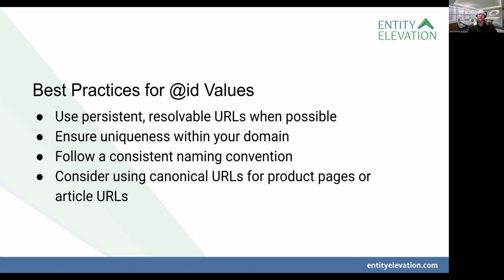Okay. Second, ensure uniqueness within your domain. So each entity should have its own unique @ID. This helps avoid confusion and maintains the integrity of your structured data. Third, follow a consistent naming convention. This makes your structured data easier to manage and understand. For example, you might use /person/ in the URL for all person entities, /product/ for all product entities, and so on. Now, there's a lot of different iterations and different applications for this, but this is a starting point, right, for the concept. And last, consider using canonical URLs for product pages or article URLs as @ID values.